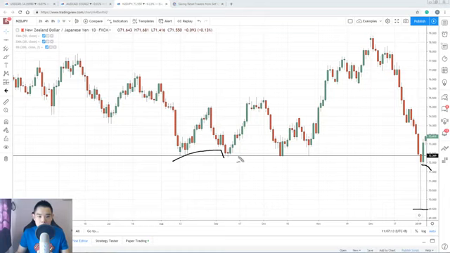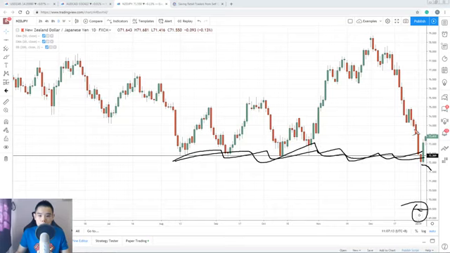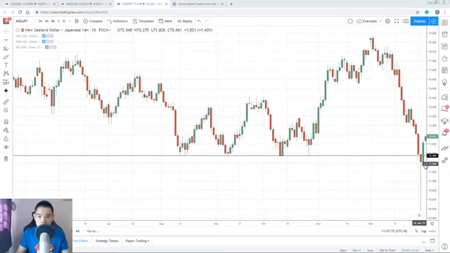Because if you think about this, this is the area of support. The area of support is over here. It's not over here. This is just a swing low. So the area of support is over here. So if you want to set your stop loss, you can actually refer to this area of support or just this swing low. Again, set it 1 ATR below it, and that could be your stop loss.